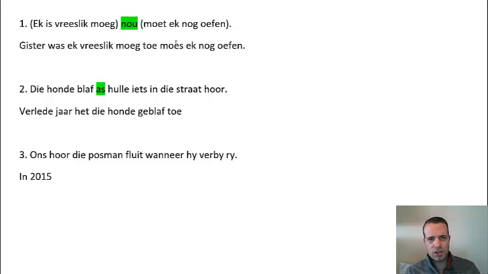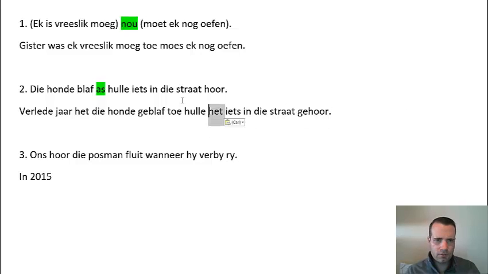I hope you understand that. It's a bit tricky. Just listen to it again and then you'll get it sorted. Hulle iets in die straat hoor. Toe hulle iets in die straat gehoor het. The het cannot be there because that conjunction there is group 3. That's a group 3 conjunction. So het can't be there. It's just got to go right to the end, no problems, and sit over there. Looks a bit weird, but you'll get used to it.